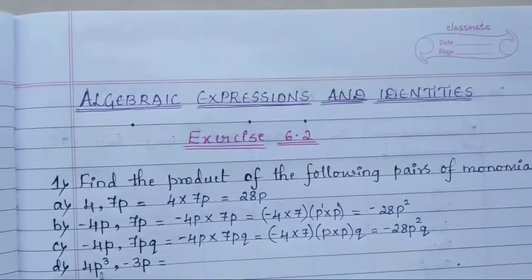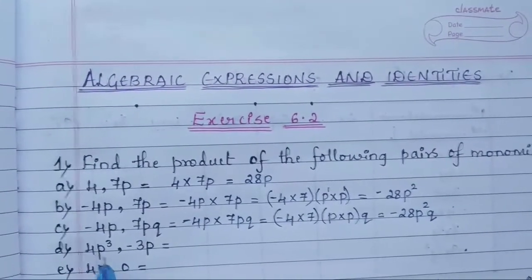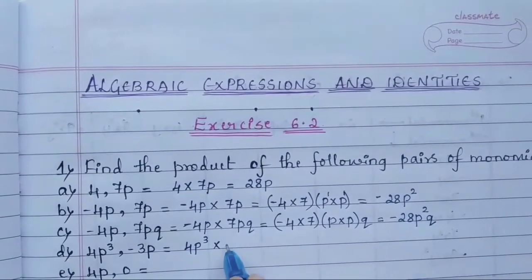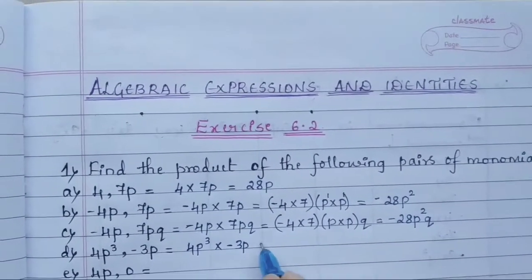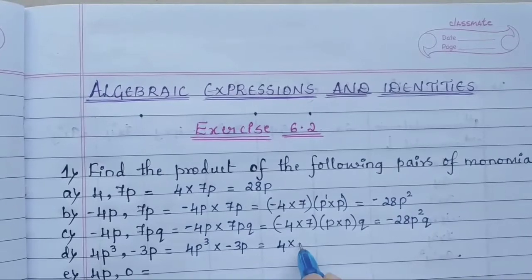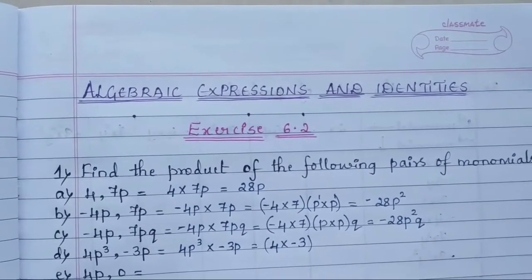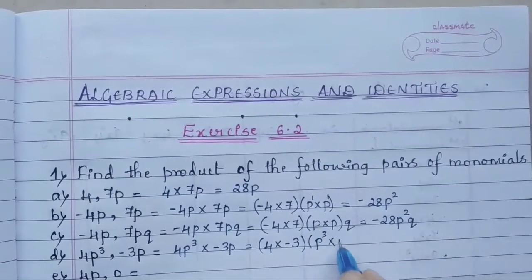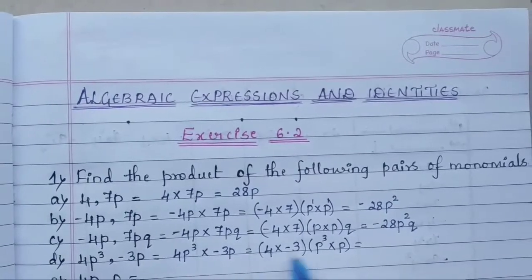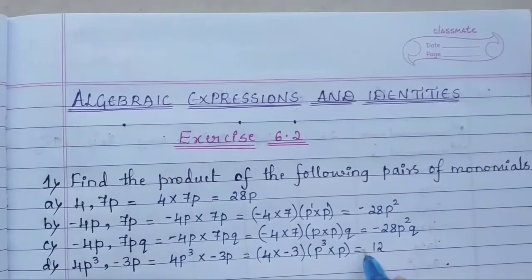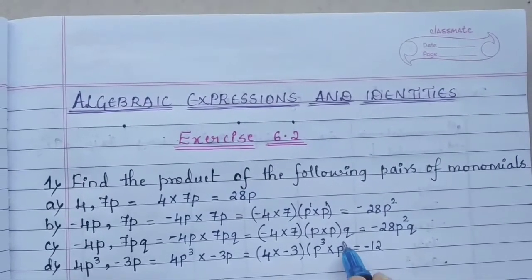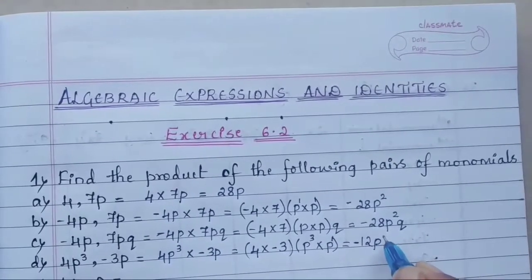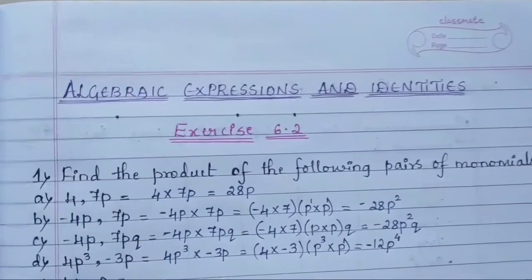Next, coming to the fourth one, 4p cube and minus 3p. 4p cube into minus 3p. Here we will get 4 into minus 3 as the numerical terms. Then we have p cube into p. So 4 3s are 12, and this minus will be as it is. So p cube into p to the power of 1. We will write p as it is, and the powers will get added up. So it will become p to the power of 4.